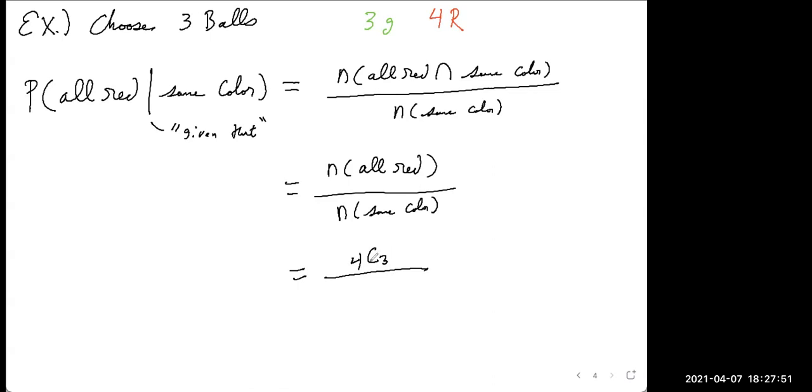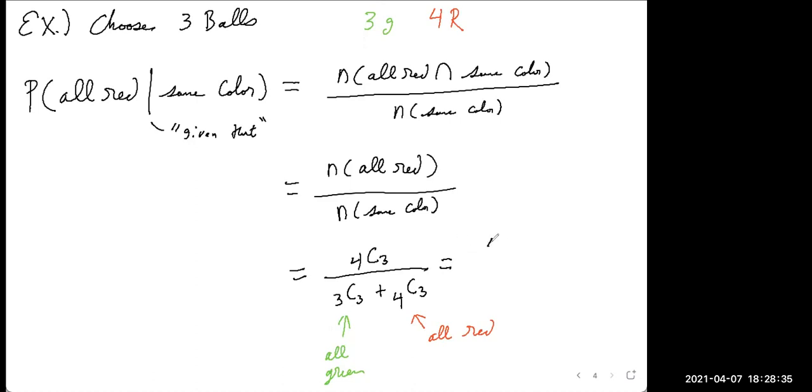So 4 choose 3. And then how can you do it with the same color? Well, this is a little bit more annoying because you could have all green, and that would be 3 choose 3. Or you could have all red, which is what we're trying to find the probability for. So let me write down what I just said. This is all red, and this is all green. Okay, but our sample space is just the same color, so we have to worry about both cases. Okay. So from there, it's just arithmetic, and we should be able to find it.